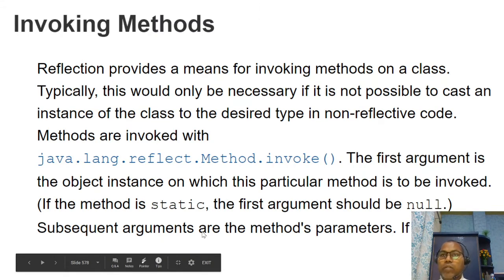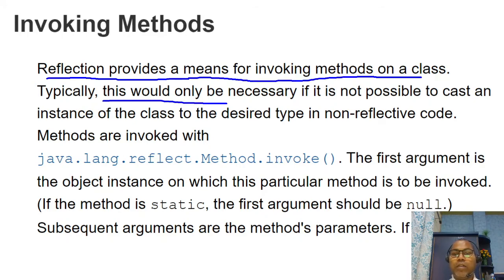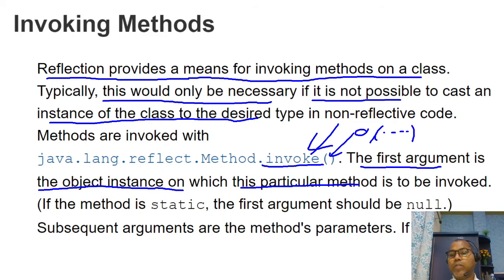Similarly, let's see how we generally invoke methods. Can we invoke the method or not? So we have options. Reflection provides a means of invoking a method of any class. This is typically done if it is not possible to cast the instance to the desired type. So we have a method invoke. Invoke takes some arguments. The first argument would be the object instance on which the particular method is invoked, so always pass your object as the first argument. If that method takes some parameters, then the second argument is the list of parameters. And if it is a static method, the first argument should be null. A static method is invoked from the class name, no need for an object.